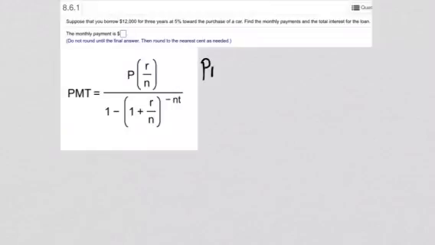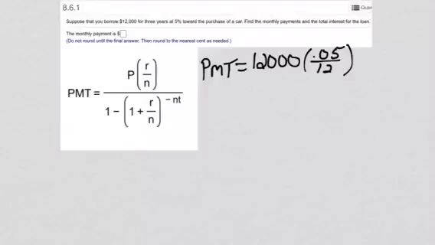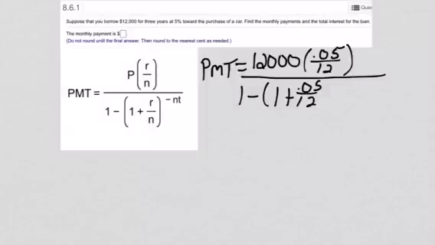So we have PMT equals my loan amount borrowed, so 12,000, times R, which is 0.05, divided by N, which again is 12 because we're paying this monthly, so 12 months in a year. And then we're going to divide that by 1 minus (1 plus 0.05 divided by 12) again, raised to the negative 12 times T, which in this case is 3.